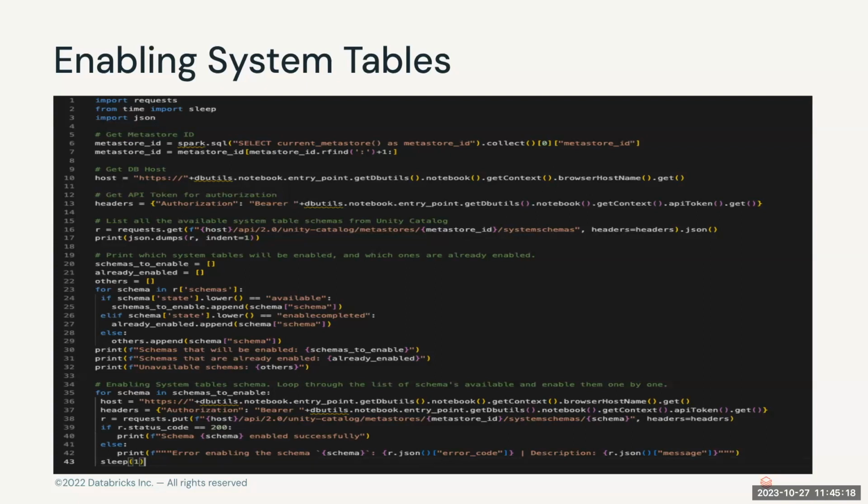Okay. Yes. So when I show you the demo in the console, I'm going to show you how it's going to look. If you have not enabled system tables initially, then you will not see those schemas within your systems catalog. But once you enable it, then you will be able to see all the system tables within your catalog. Got it. Okay. Thank you.